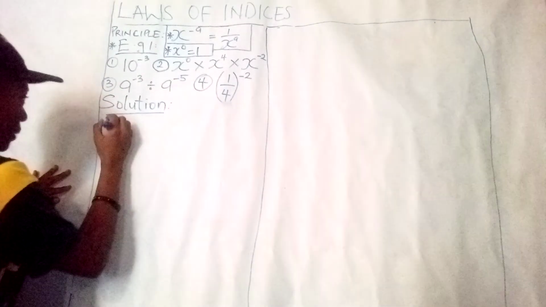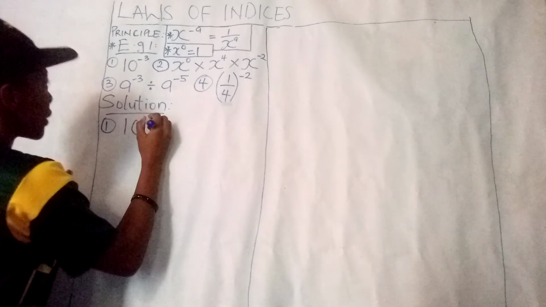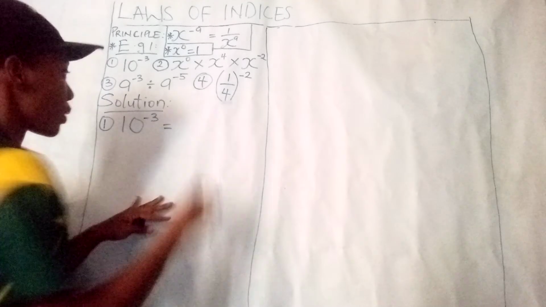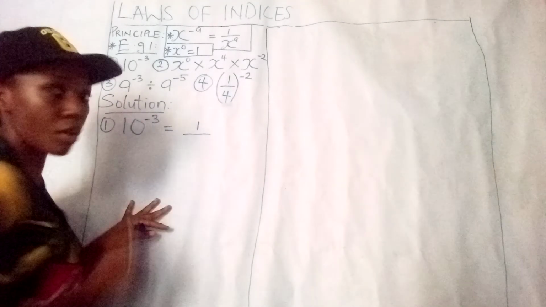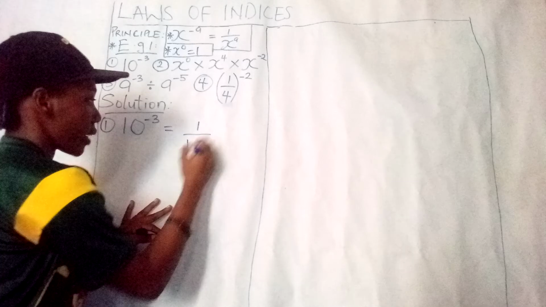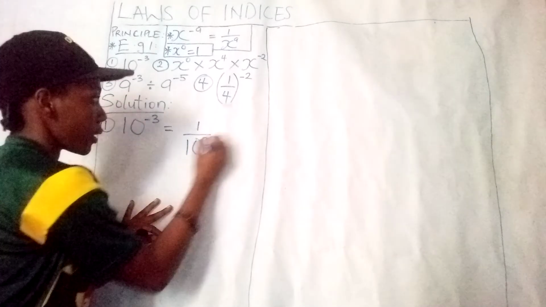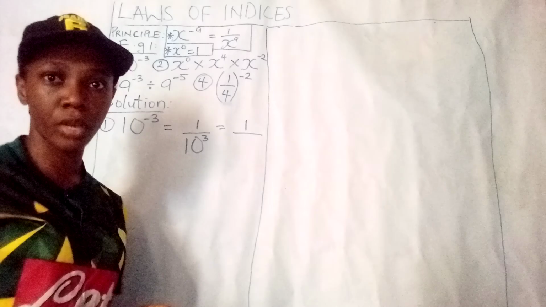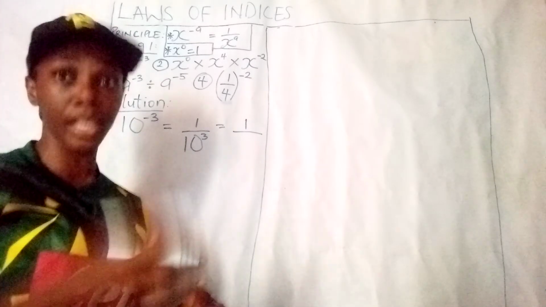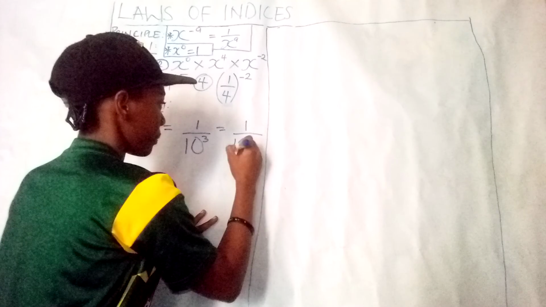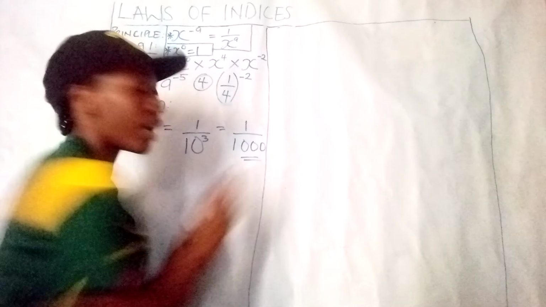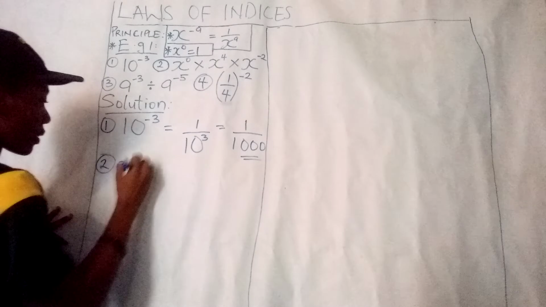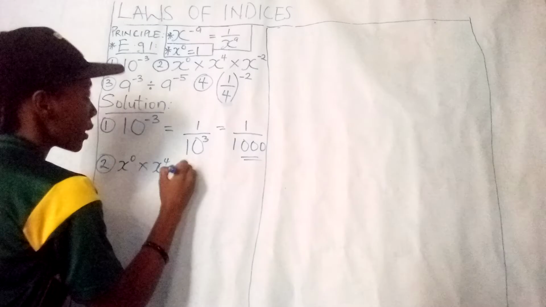We have the first one, 10 raised to the power of minus 3, following the very first principle. So we have 1 all over 10, standing for the x there, raised to the power 3. And what does this mean? It means 1 over 10 raised to the power 3, which is 10 times 10 times 10, and that will give us 1,000. And that's all, basically.